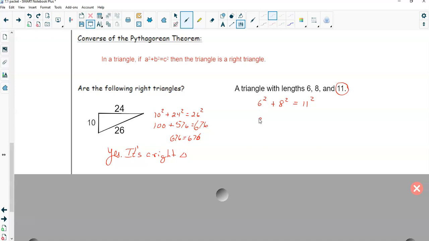Well, 6 squared is 36. 8 squared is 64, and 11 squared is 121. Well, 36 plus 64, that's 100, and 100 is not equal to 121. So therefore, this is not a right triangle. Okay, but what is it then, if it's not a right triangle?